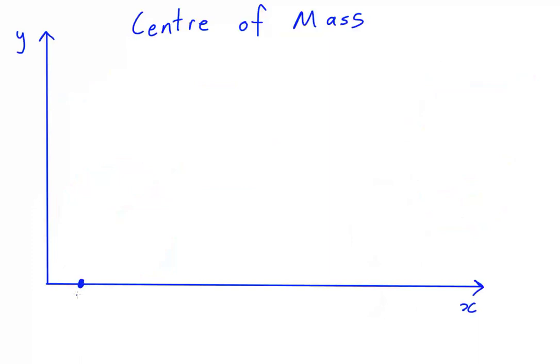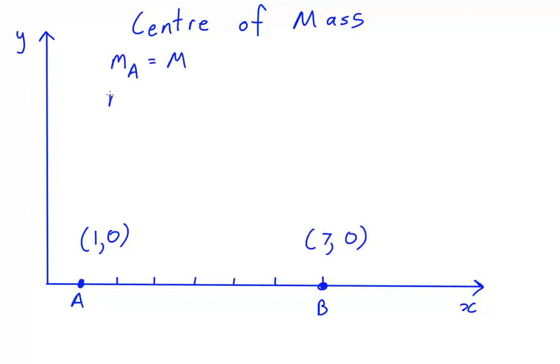Let's start by considering a system of two discrete point masses, A at position 1, 0, and B at position 7, 0, which both have mass m. Where would the center of mass in this case be? Well, in this case, the center of mass would be halfway between the two at 4, 0. Note COM stands for center of mass, so I think that that's fairly intuitive.